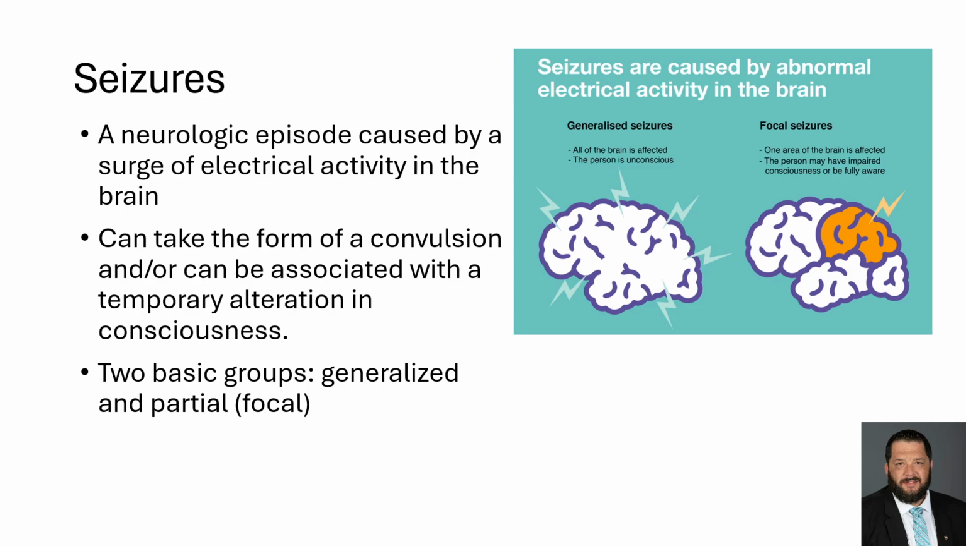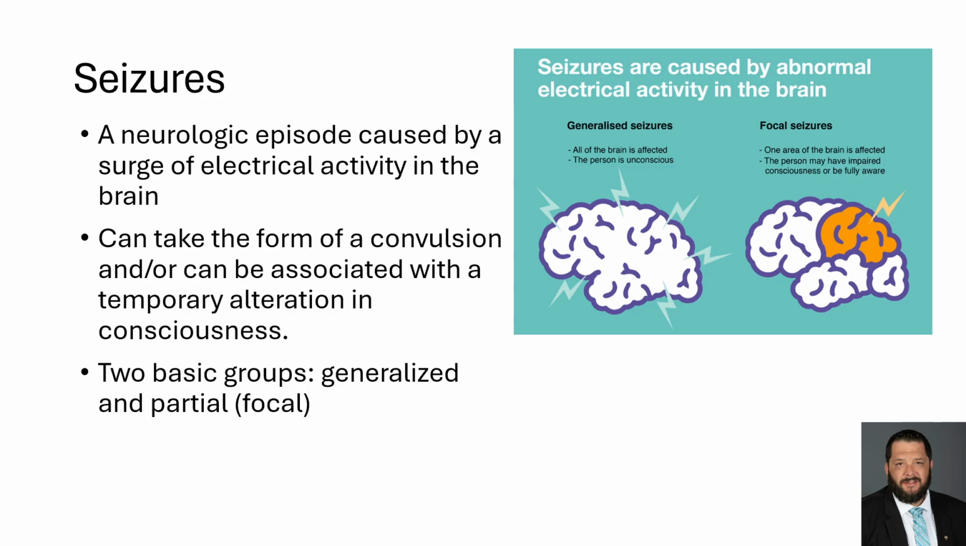A seizure is a neurologic episode that's caused by essentially a surge of electrical activity in the brain. There are actually several different types of seizures depending on where that electrical activity is within the brain. Most of us are familiar with the generalized seizures, or what used to be called the tonic-clonic seizures, and that's the whole body convulsions that occur during the seizure episode.